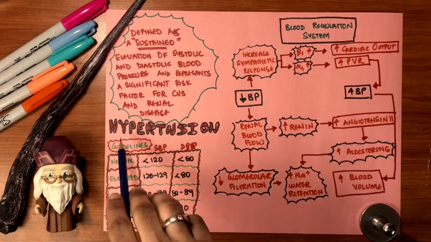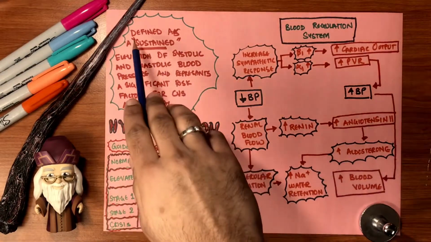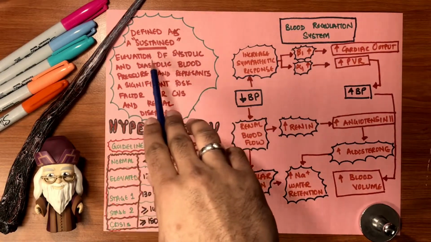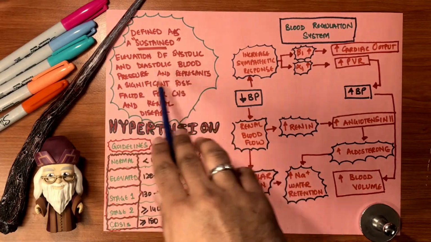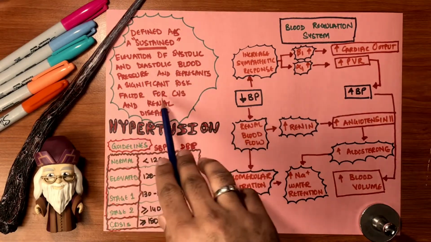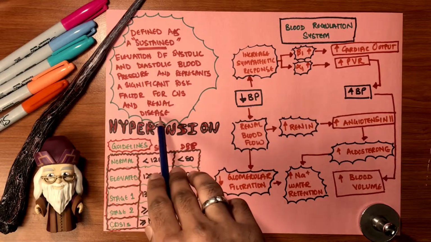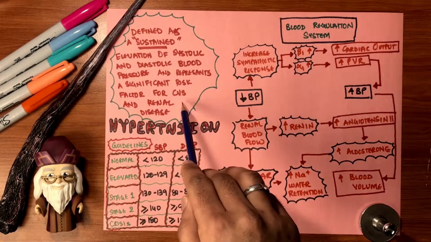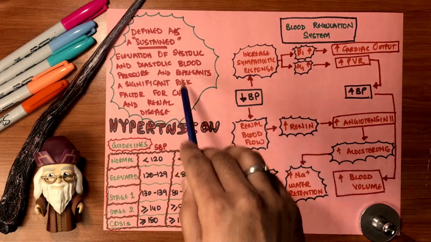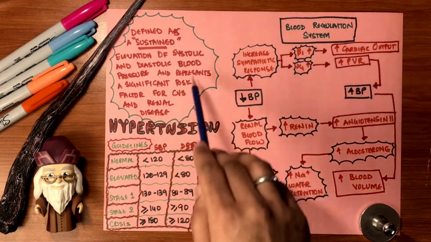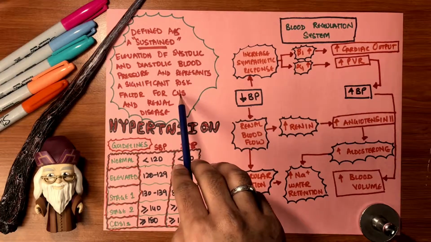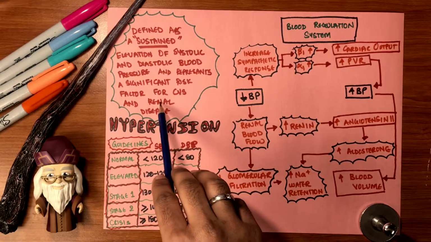Let's begin by defining what hypertension means. It is defined as a sustained elevation of systolic and diastolic blood pressure and represents a significant risk factor for cardiovascular and renal disease. This is the textbook definition. All it means is that the blood pressure at a higher scale should be sustained for a long time and should provide risks for the cardiovascular system and the kidney.